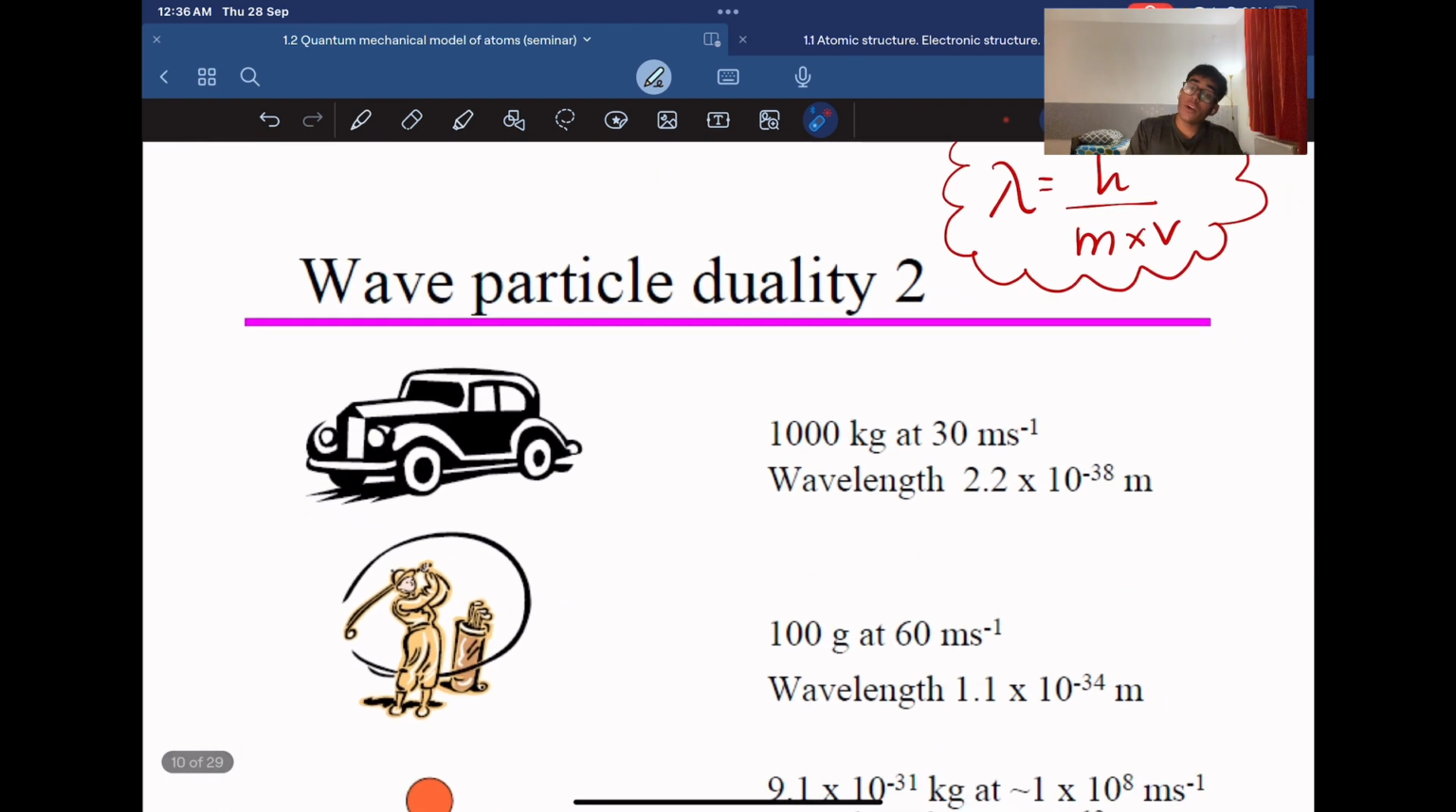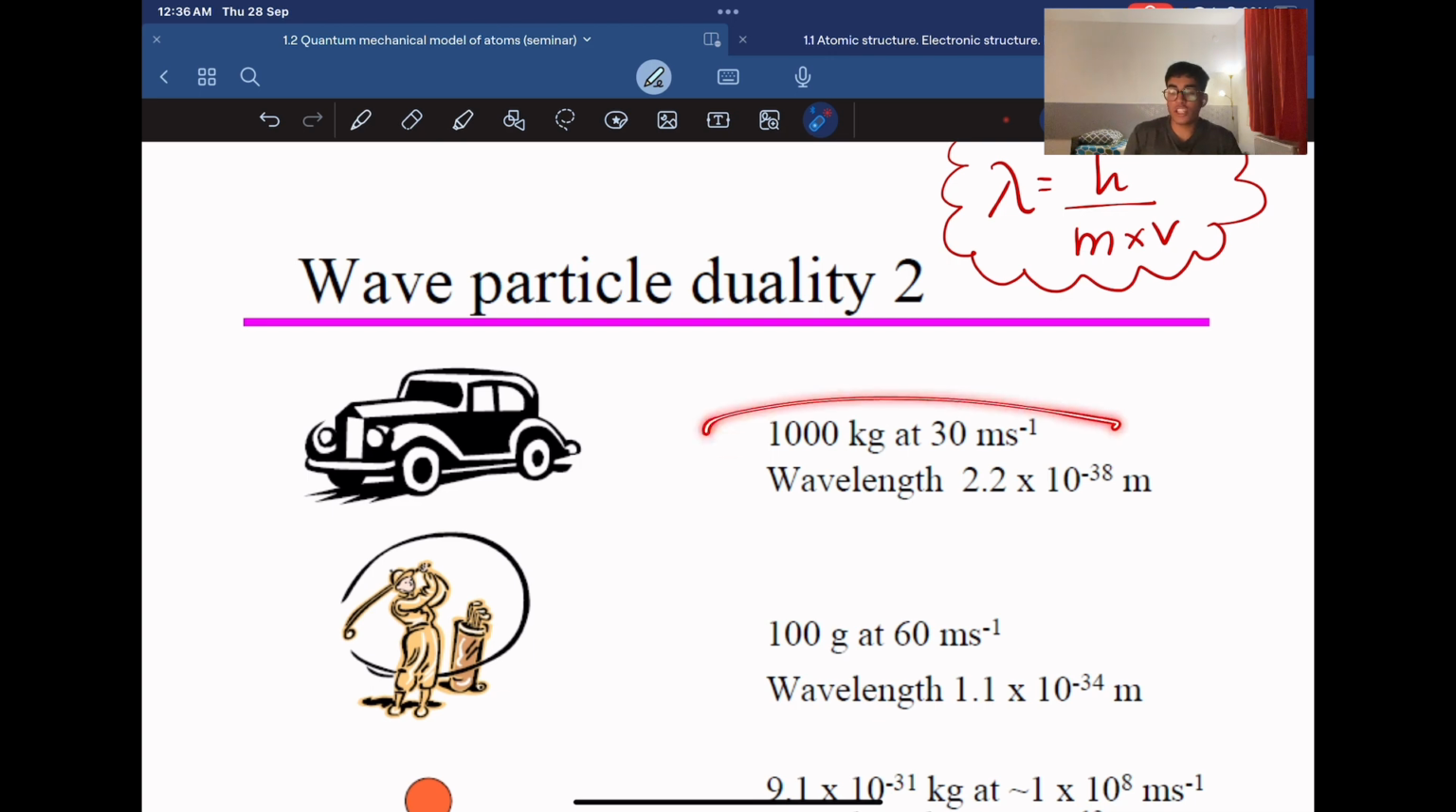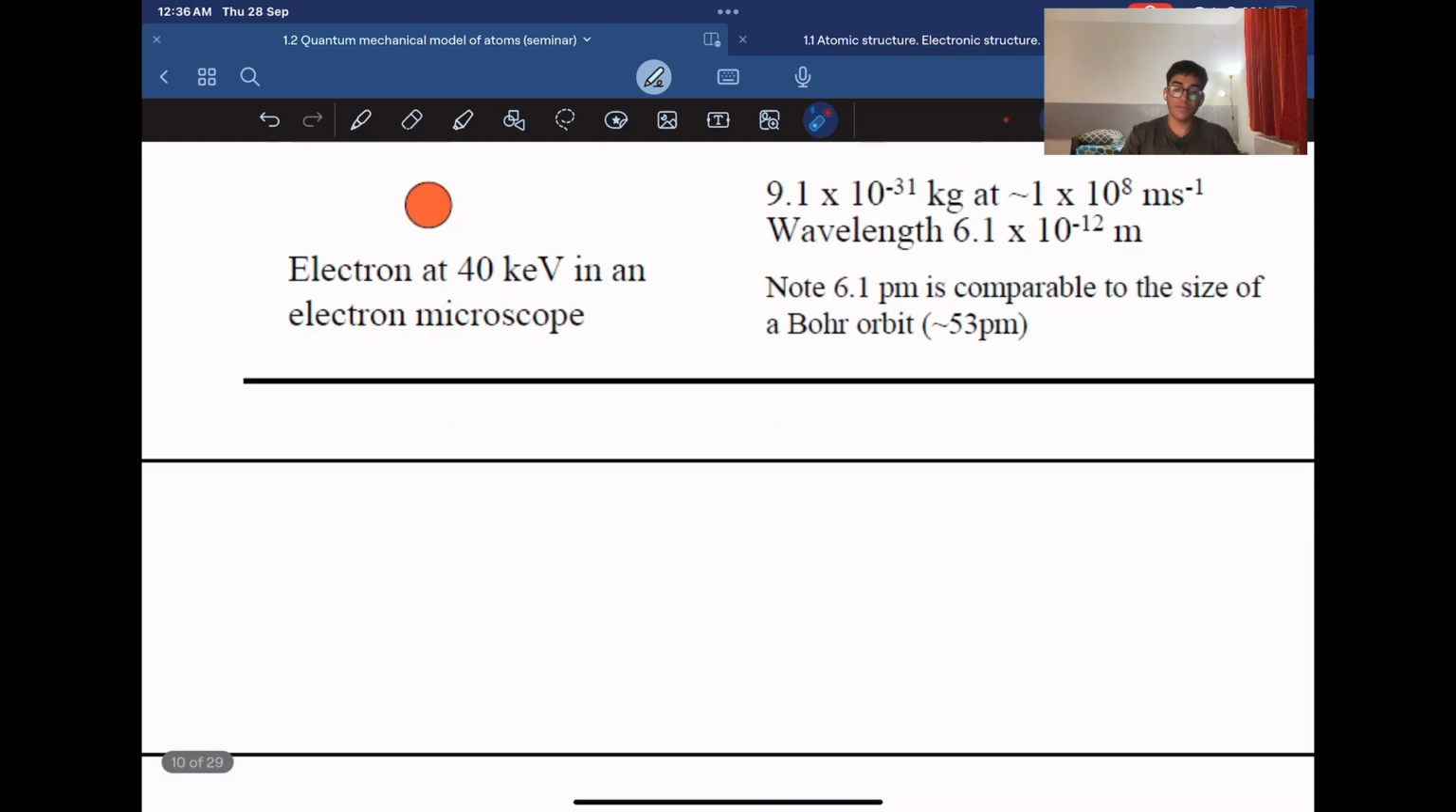Moving on, we have the wave particle. This is just calculating the wavelength, like I just did for my amazing bottle. Okay, that's that.